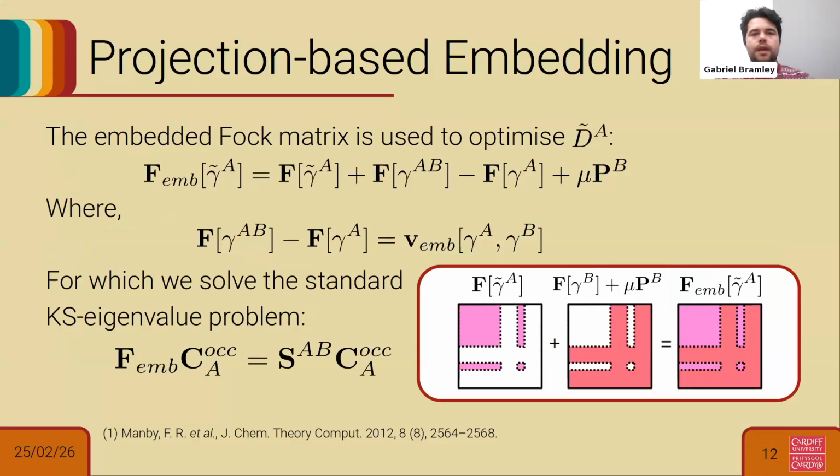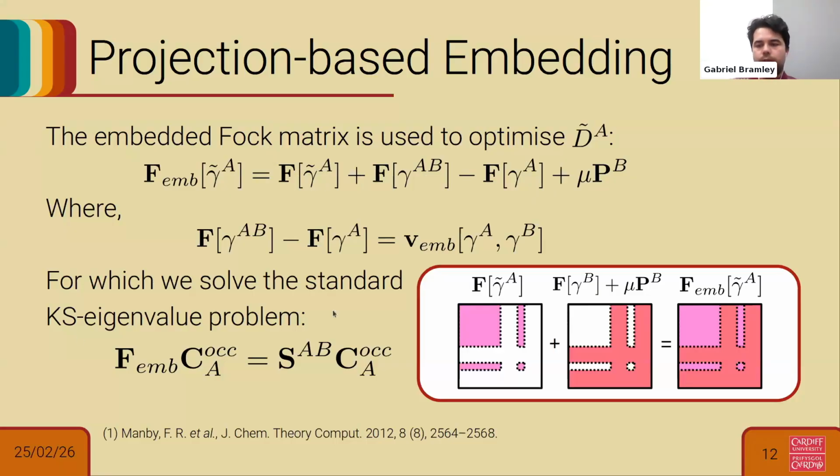So this all comes together in the projection-based embedding scheme where you construct the embedded Fock matrix, and you use this to find the density matrix subject to the high level of theory. So you can either use the same level of theory, a GGA, or you can use a hybrid level of theory. And you construct the embedding potential as such. You take your supersystem Fock matrix, you subtract out the lower level theory contributions, and you add back in the Fock matrix which corresponds to the high level of theory density.